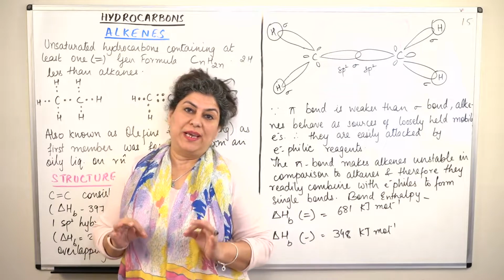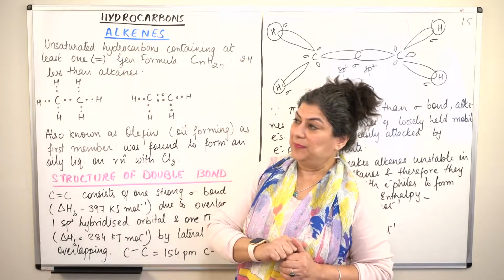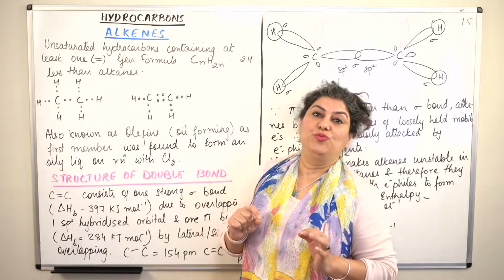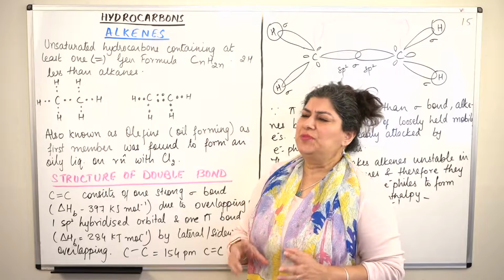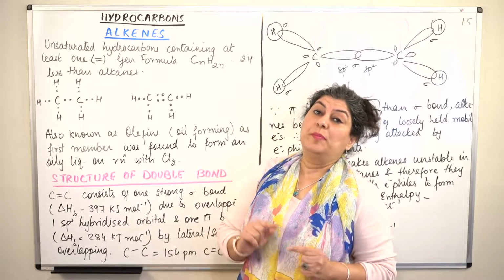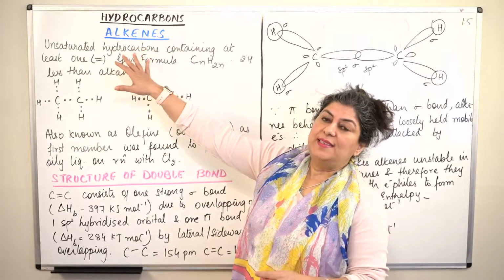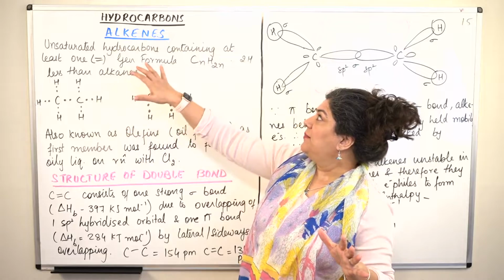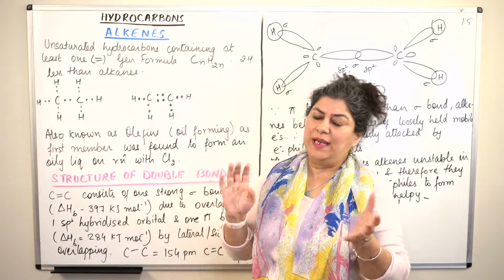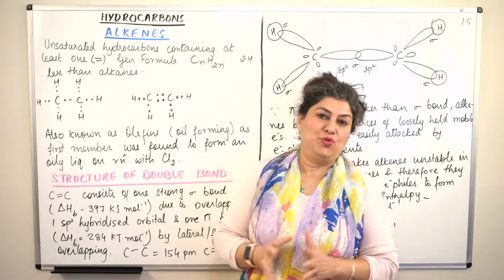We have studied about alkanes. Let us now study about the alkenes. Alkenes have a general formula CnH2n. And alkenes may be defined as hydrocarbons that have at least one carbon-carbon double bond between them. So we say alkenes are unsaturated hydrocarbons. They contain at least one double bond between any two carbon atoms, and they have a general formula CnH2n.